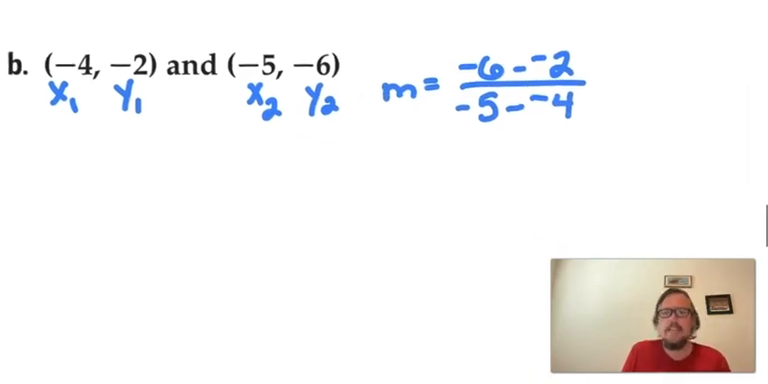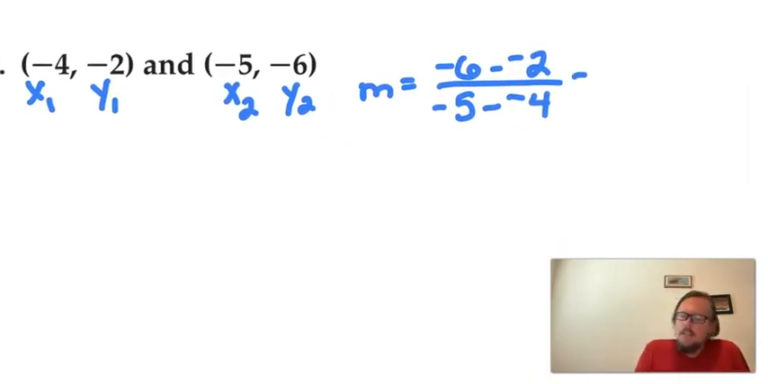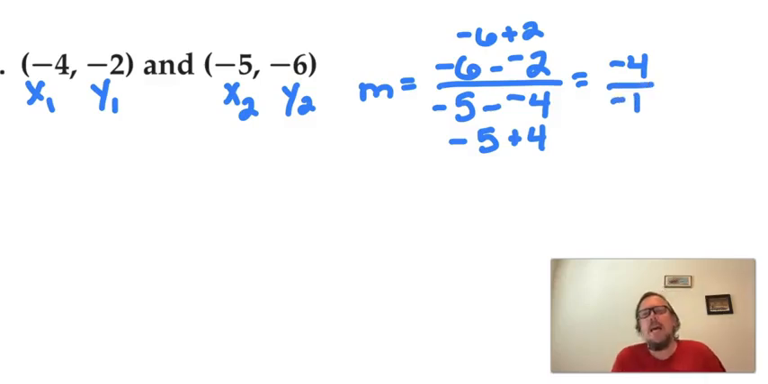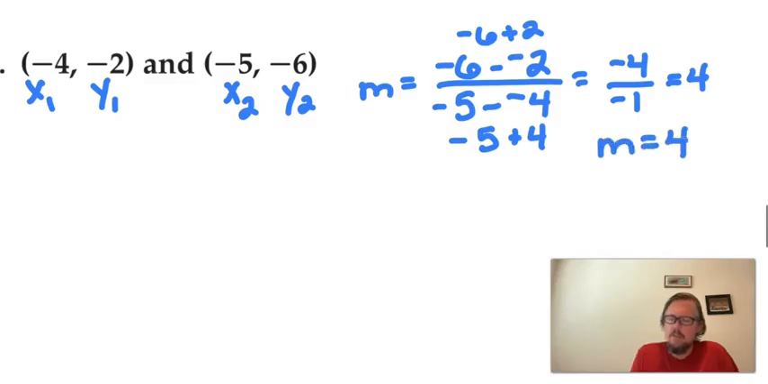We got some minus negatives in here. So negative 6 minus negative 2 is the same thing as negative 6 plus 2, which is negative 4. And then on the bottom, negative 5 minus negative 4 is the same thing as negative 5 plus 4, which is negative 1. And negative 4 divided by negative 1 is going to give us 4. So the value of our slope, our m value, is going to be 4.